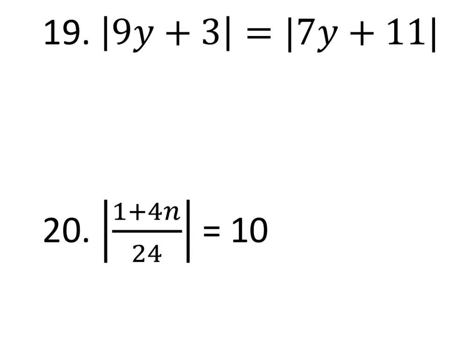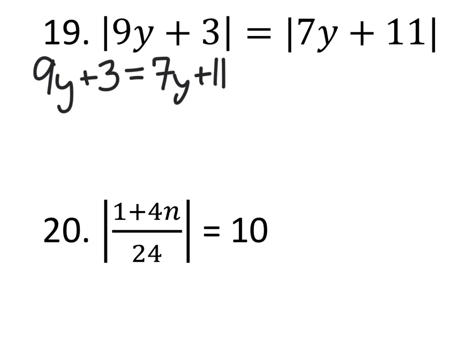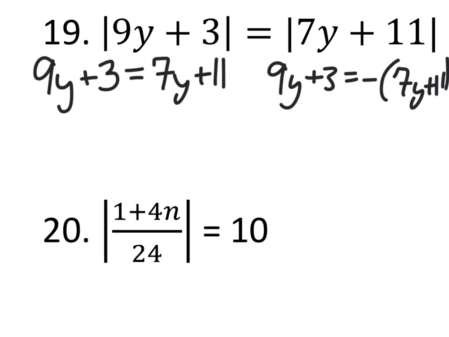All right, this last one, if you have the absolute value on both of these, it's not going to matter which one you choose. But if we rewrite this, let's say that we want to keep 9y plus 3 the same. Okay, so we're going to say this equals 7y plus 11. But we're also going to rewrite this: 9y plus 3 equals a negative 7y plus 11. All right?